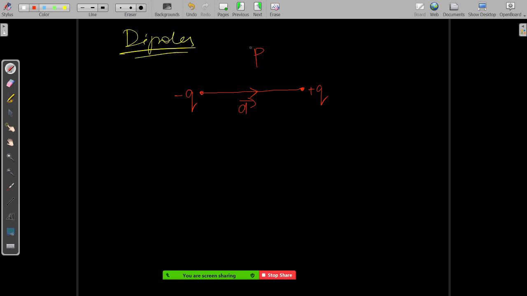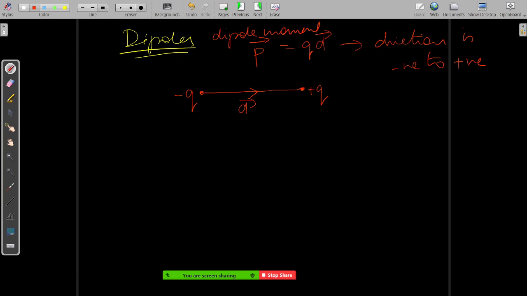There is something called a dipole moment, and that is defined as qd. This is directed from negative to positive. This is the dipole moment, represented as P, for a combination of positive and negative charge. The dipole moment is basically said to be q into d.